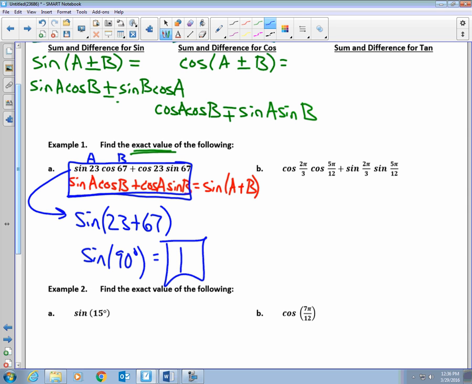And so what I've done is I've said, instead of using this piece, I will use this instead. So I just decided what the A value was and the B value was. Because I know how to simplify that. I don't know how to simplify that. I don't know what the exact value of sine of 23 is, but I do know the sine of 90. So because I was able to write it like this, I could then do it.